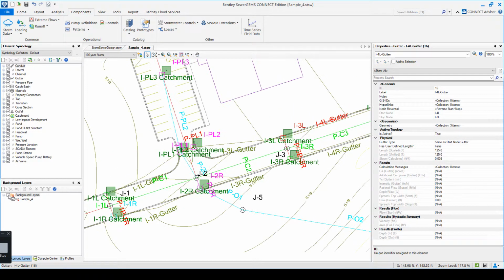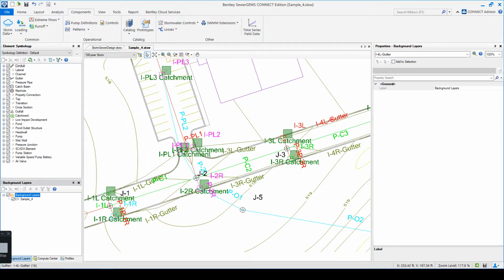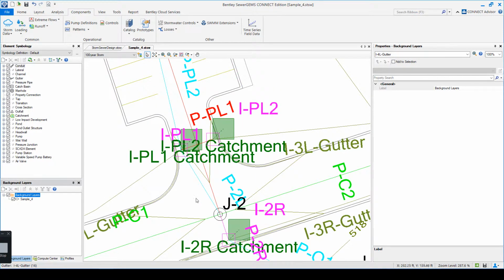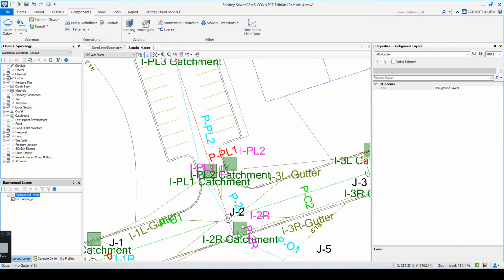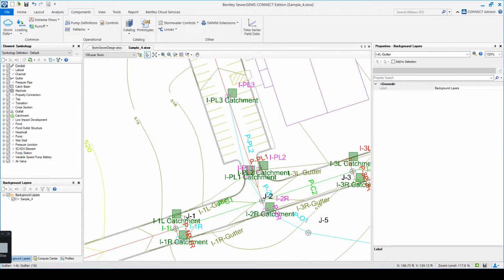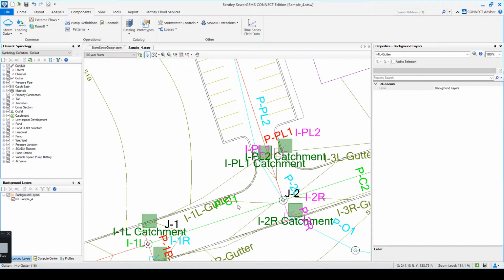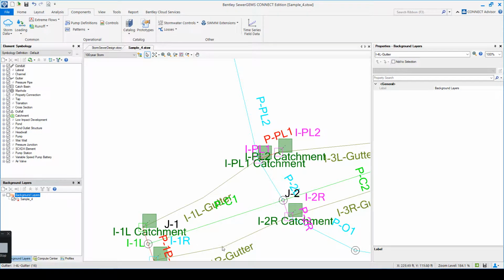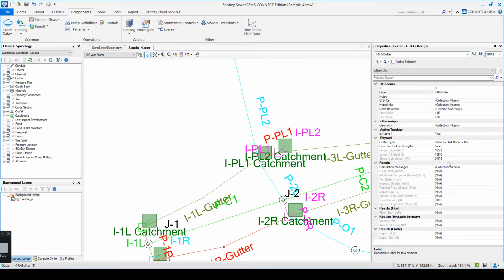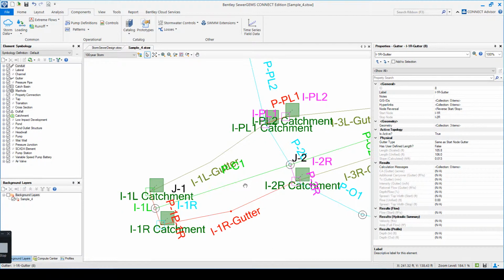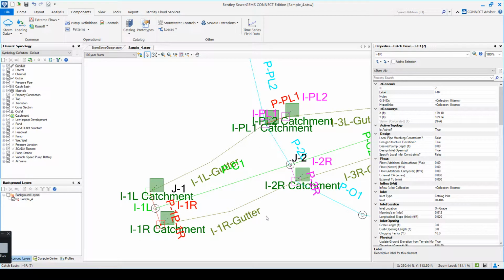This was an intersection. We talked about placing our inlets right there to avoid the flow becoming a hazard on the road. And we have our gutters in that location. I'm going to turn this off for a minute so you get to see how our gutters are placed. So let's take a look at how we have established these gutters here. We say here, what kind of gutter is it? It's the same as the start node gutter. So what does that actually mean?